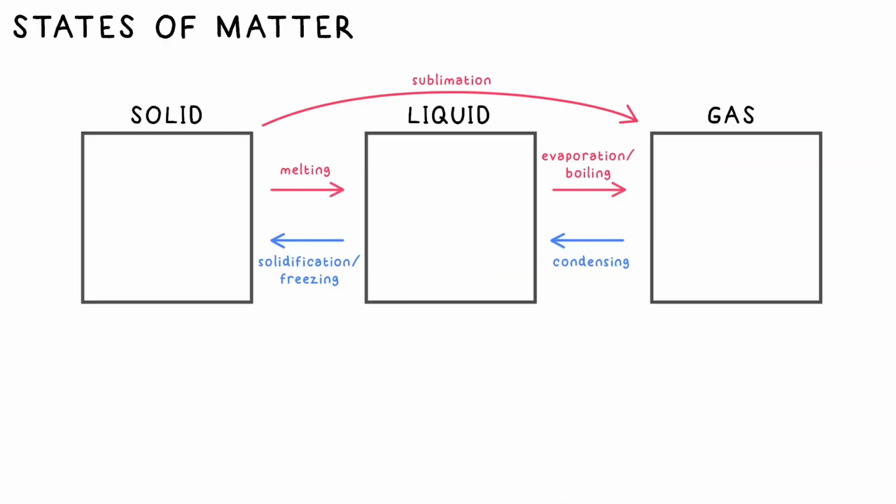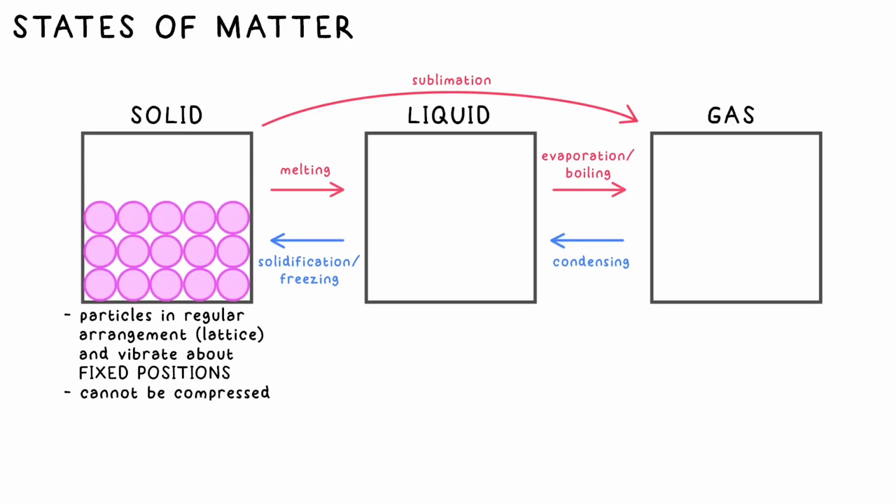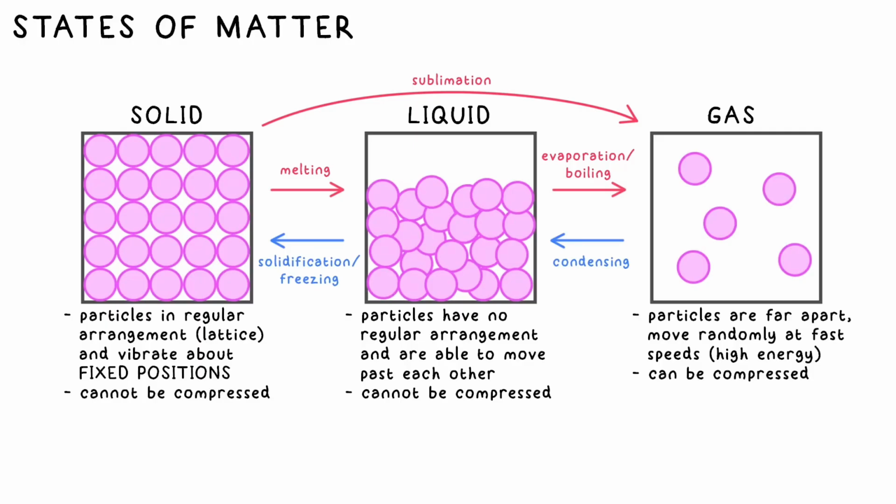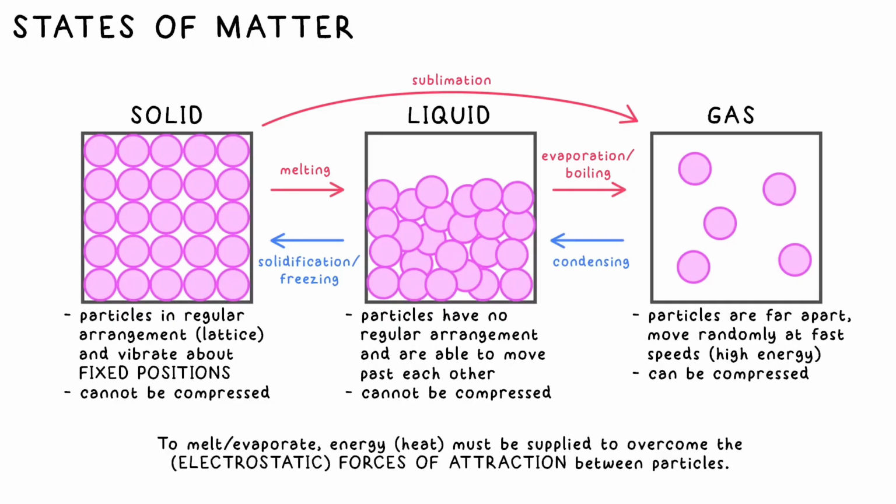Solid, liquid and gas are the three main states of matter. For example, water can be ice, a solid, where the particles vibrate around fixed positions. It can also be water, where the molecules are still touching but free to move past each other, and gas, water vapor, where the particles are far apart and moving randomly, which is why it can be compressed, while solids and liquids cannot. To melt a solid or evaporate a liquid, you must supply energy, usually in the form of heat, to overcome the electrostatic forces of attraction between the particles.